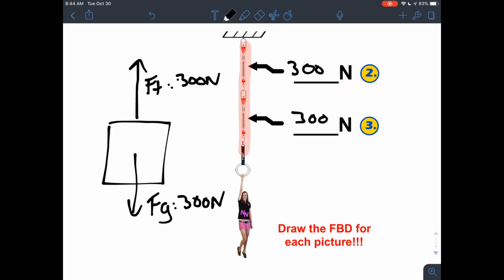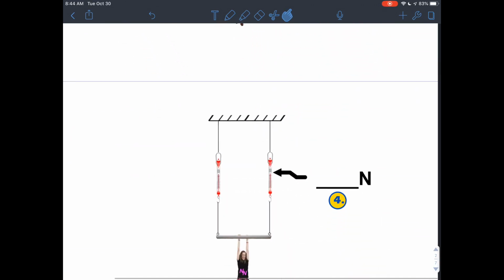So the answers there for both were 300 newtons. And again, she's in equilibrium. We see that the tension pulling up is counteracted by her weight pulling down. And again, she is at rest in equilibrium.